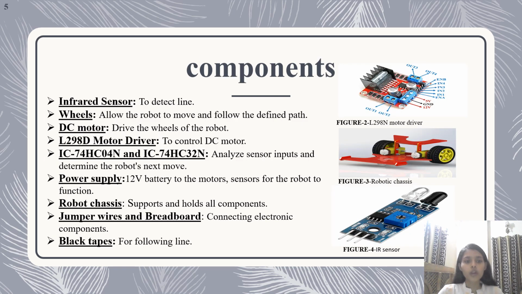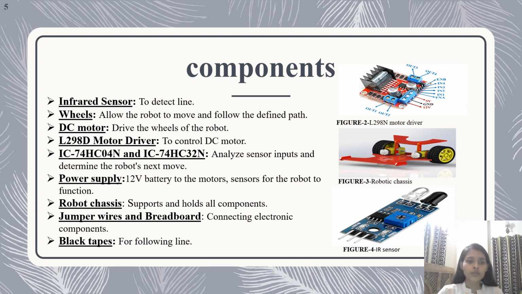Here is the component part of our project. Here we use two IR sensors to detect the line, and the line will be a black line on the white surface. Here we use two ICs, one is NOT gate and another is OR gate. Those ICs or the gates will help us to give the sense to the sensor, and it will help to run the motor.